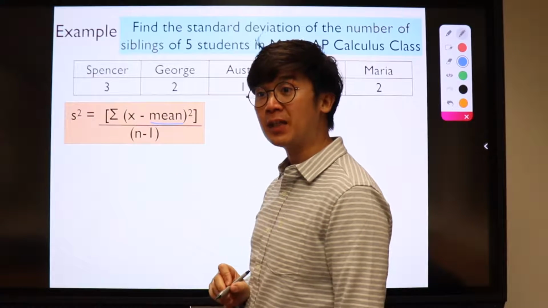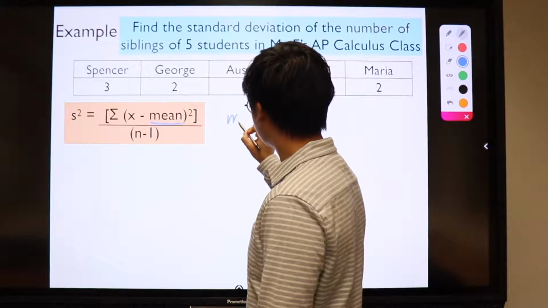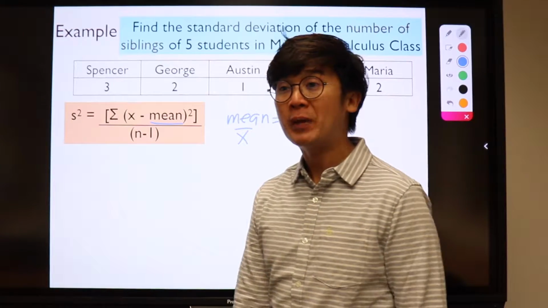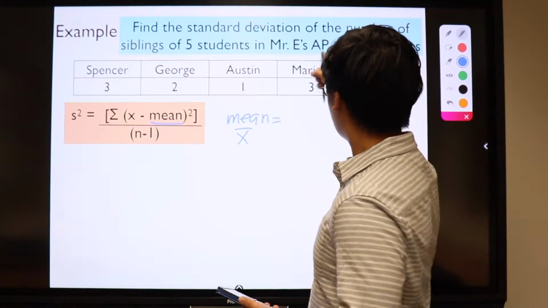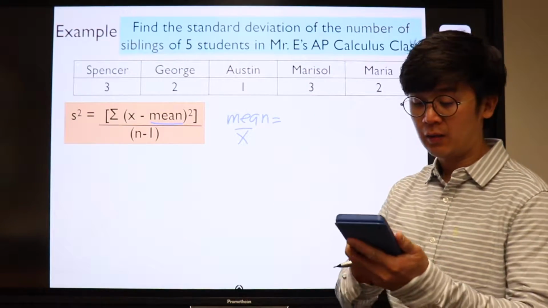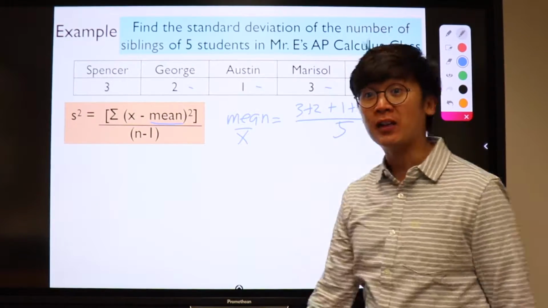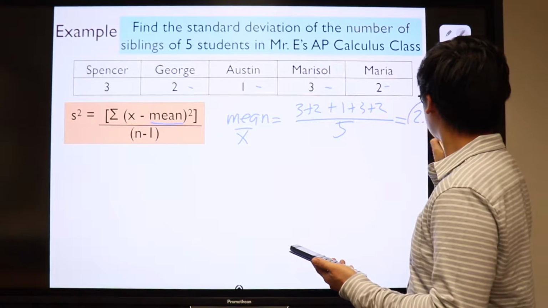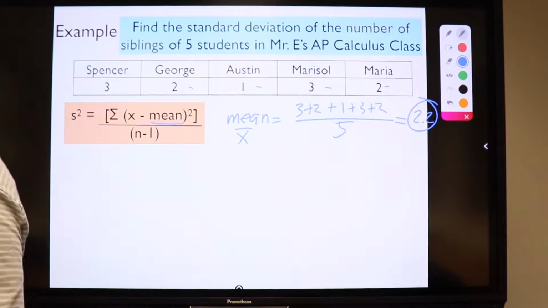Do you know how to find the mean using your calculator? What is the mean number or average number of siblings in this survey question? So that is your mean. And after finding the mean, we're going to compute the standard deviation using a table.